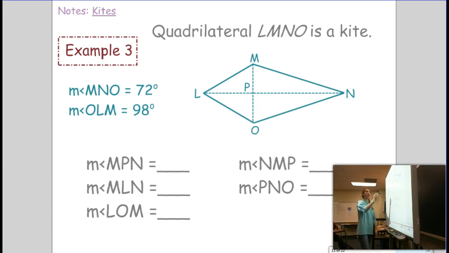All right. Bold the diagonal of symmetry every time, all the time, each time. It's your mirror. MNO is 72 degrees and OLM is 98 degrees. I'm going to give you a minute to work on it.